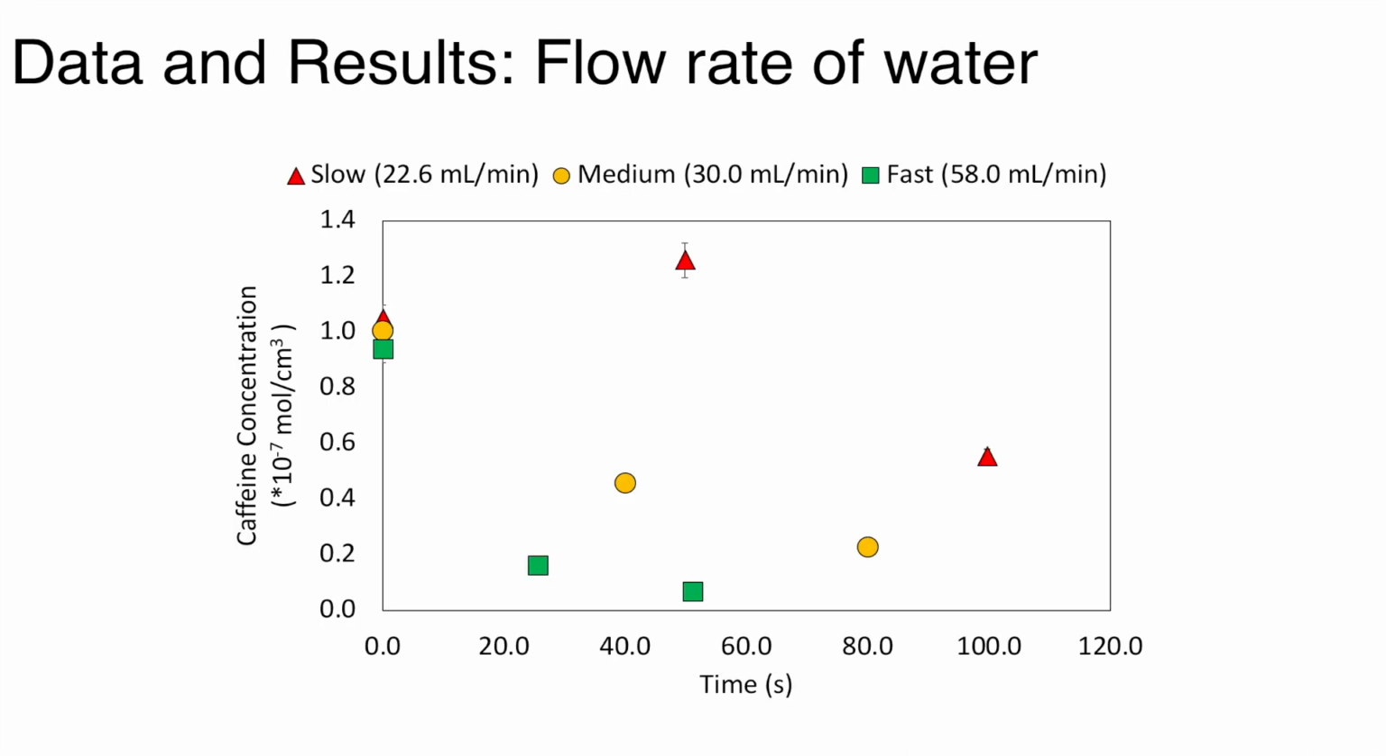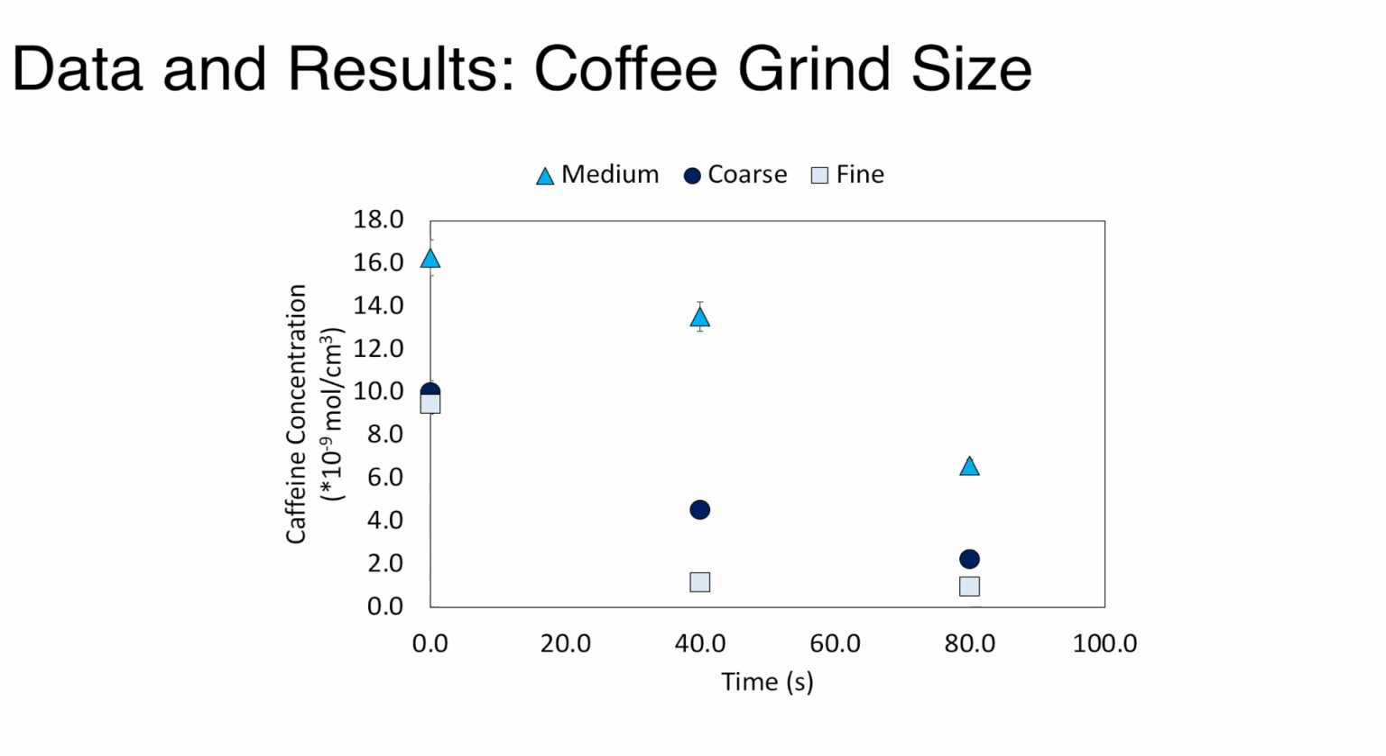This is a graph showing caffeine concentration versus time for slow, medium, and fast flow rates. The red triangles are always above the other ones, which means that the most caffeine is extracted at a slow flow rate. Similarly, because the blue triangles are above the navy circles and light blue squares, the most caffeine is extracted at a medium grind size.